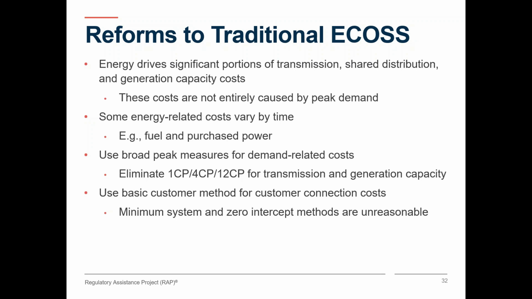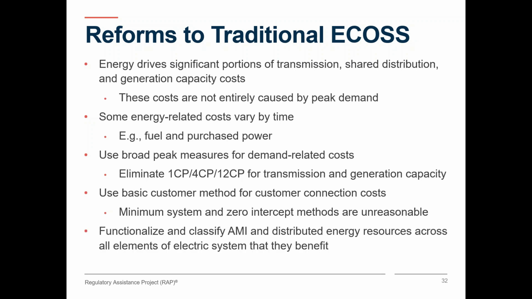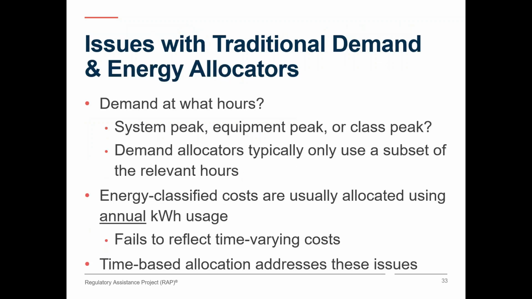The number of customers does not drive the cost of the distribution system, other than the equipment dedicated to a single customer. Some costs of equipment physically located on the distribution system, such as advanced metering and distributed energy, benefit the generation and transmission system as well.